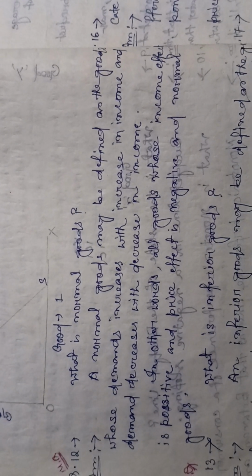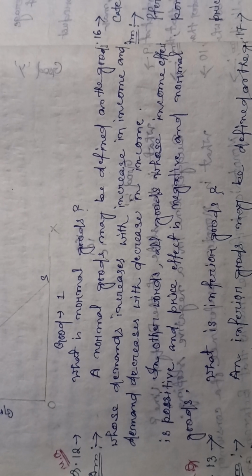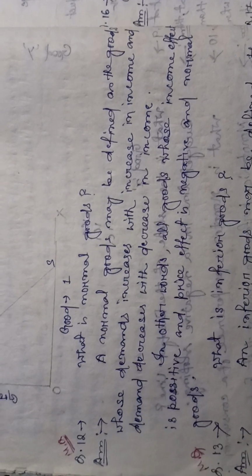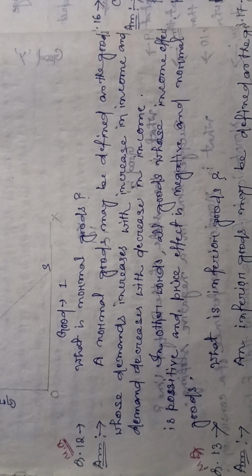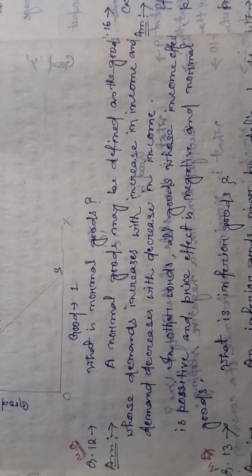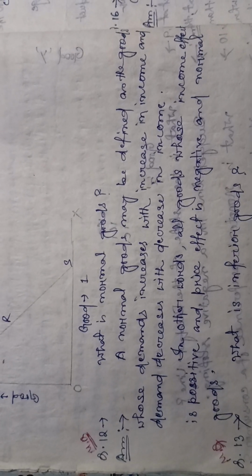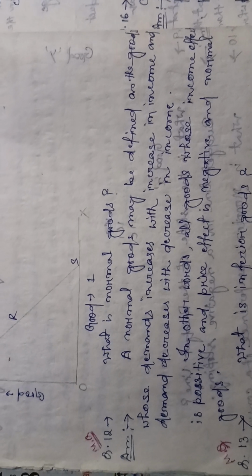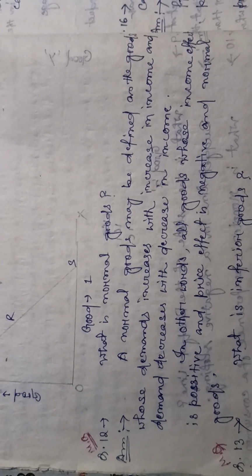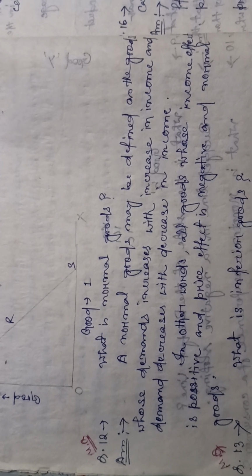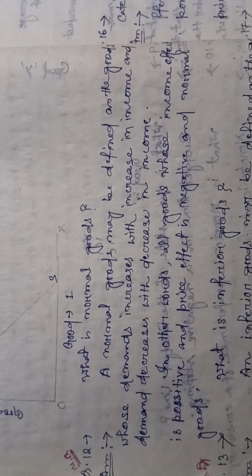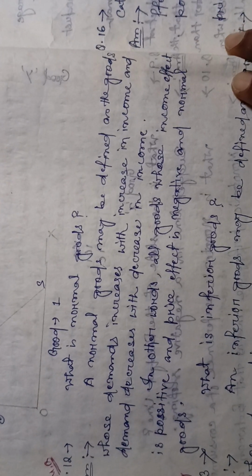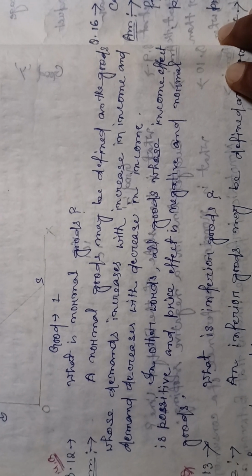What are normal goods? A normal good may be defined as a good whose demand increases with an increase in income and demand decreases with a decrease in income. নর্মাল গুড বলার অর্থ হচ্ছে নর্মাল গুড সেই ধরনের গুড যখন তার ডিমান্ড ইনক্রিজ হয় তার সাথে দামও ইনক্রিজ হয়, তার যখন ডিমান্ড কমে যায় তখন তার সাথে দামও কমে যায়। In other words, all goods whose income effect is positive and price effect is negative are normal goods.